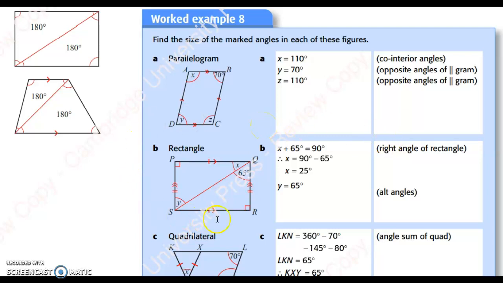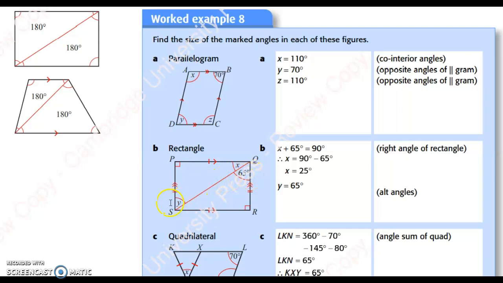Okay, how about the rectangle? Here we have a problem about a rectangle. We are going to find the measure of angles y and x. Don't forget, all of the angles in a rectangle are 90 degrees. So this one is 90 degrees, this total should be 90 degrees. Because this one is 65 degrees, the rest is 90 minus 65, which is 25 degrees. Because this one is 25 degrees, we can directly find the measure of y using the alternate angles property.